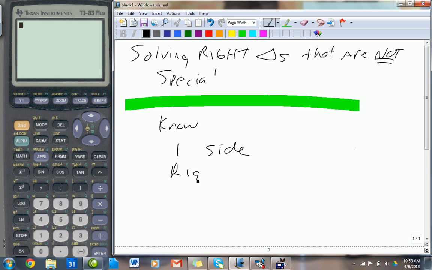Okay? So if we know one side, and we know it's a right triangle, and we know it's a special right triangle, we can get the other two sides, right? So what if it's not? What if we know one side, we know it's a right triangle, and it's not a 30-60-90 or a 45-45-90? Question is, how can we get the other, missing side?